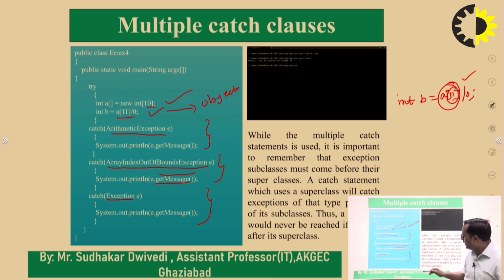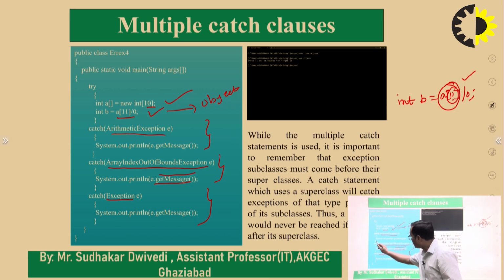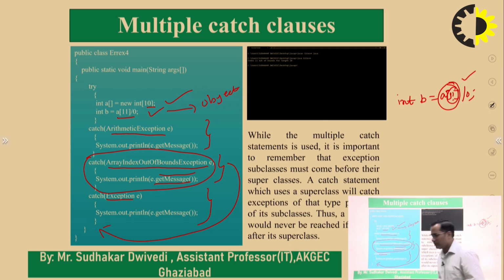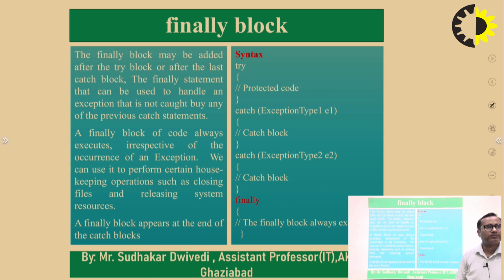So what will happen if we have written this catch block at this location? It will not be reached because all types of exception will be caught here. So there is no logic in writing the subclass after the superclass exception. So it is a point to be noted.